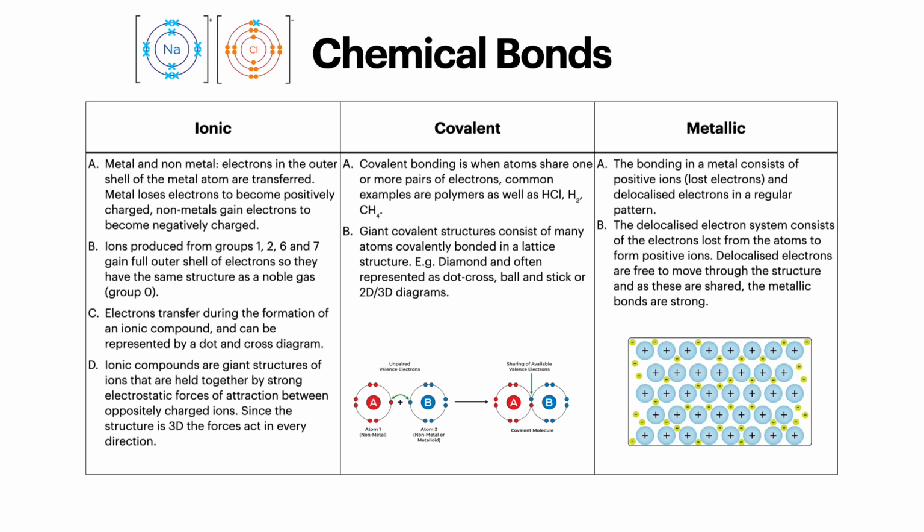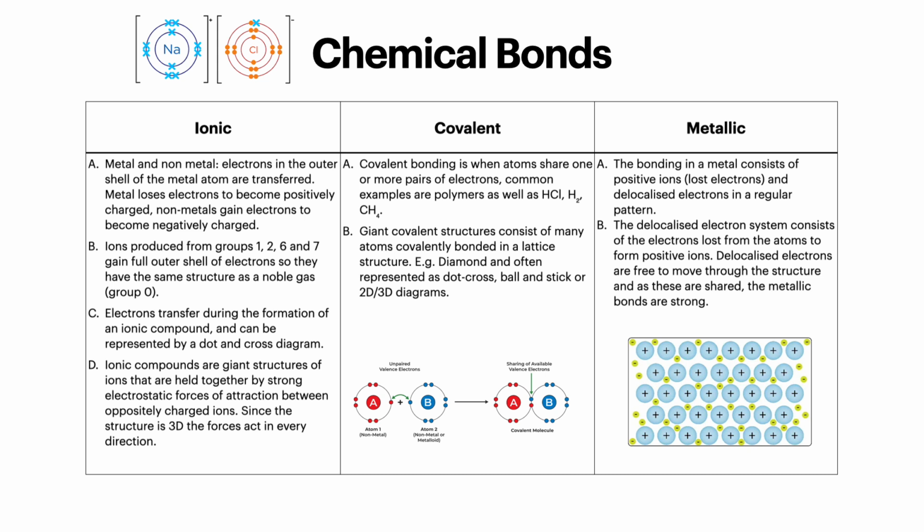So starting off with chemical bonds. We've got three types of chemical bonds: ionic, covalent, and metallic. Ionic typically takes place between metals and non-metals, where the electrons in the outer shell of the metal atom are transferred. So the metal loses its electrons, which are then gained by the non-metal.